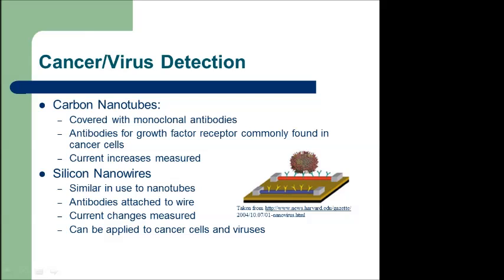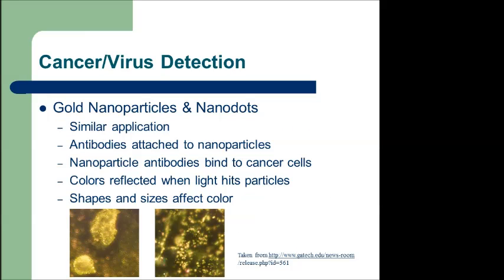Then gold nanoparticles and nanodots. This is also a similar application for virus or cancer detection. Antibodies are attached to the nanoparticle, and the nanoparticle antibodies bind to cancer cells. Colors are reflected when light hits the particles. Shape and size affect the colors. So this is used for detection.